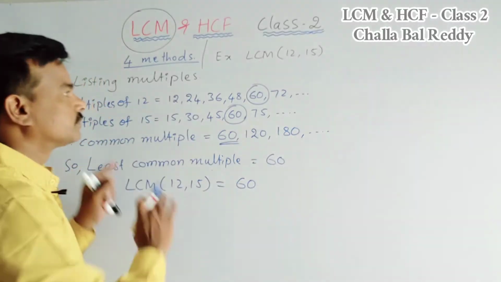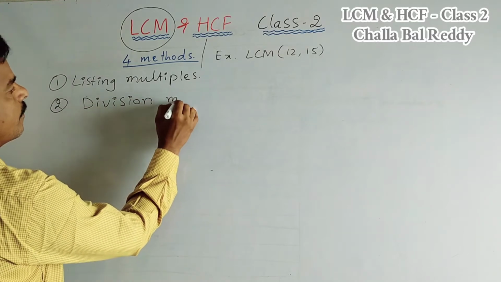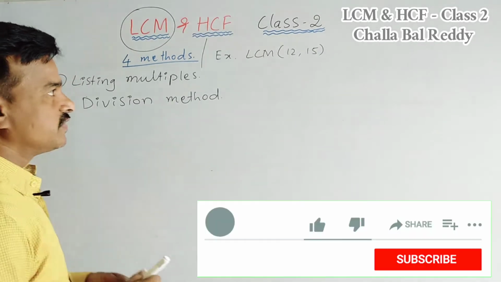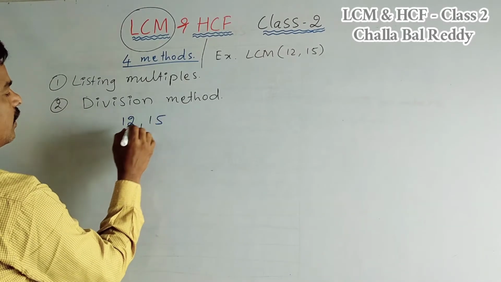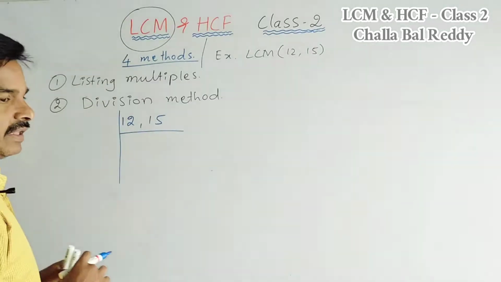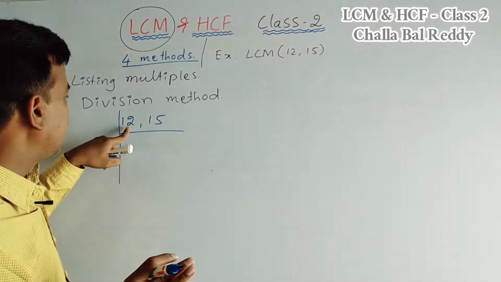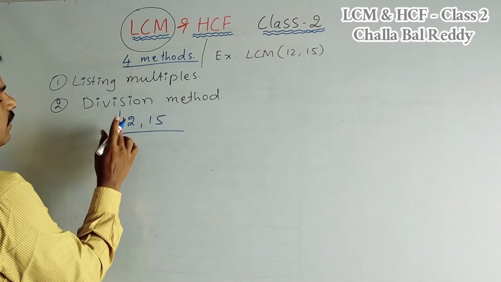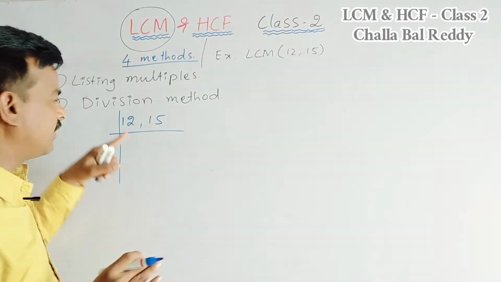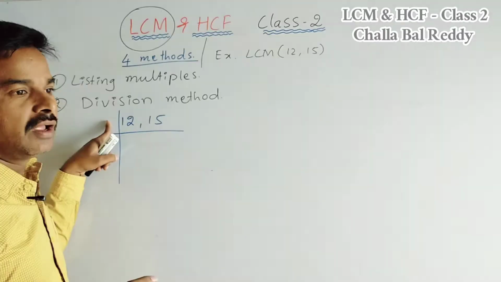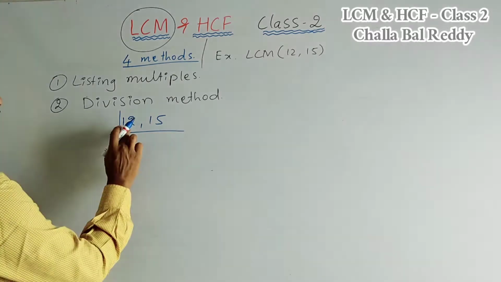And the second method is the division method. In this division method, we take the given numbers, two numbers or more numbers. We take 12 and 15, and we draw one vertical line like this. This is the divisors place, and these are the dividends. 12 and 15 we write as dividends, and here will come one divisor. We take prime numbers only in the divisors place, and we take them from small to big.